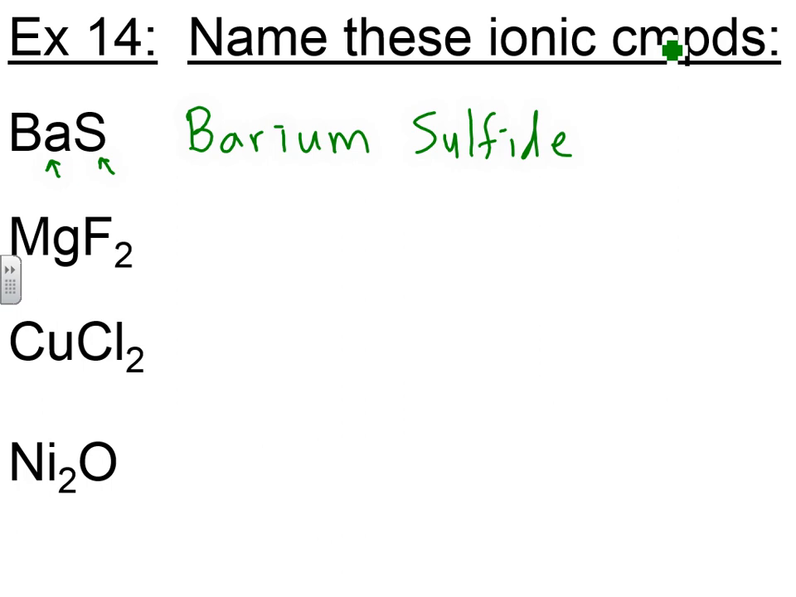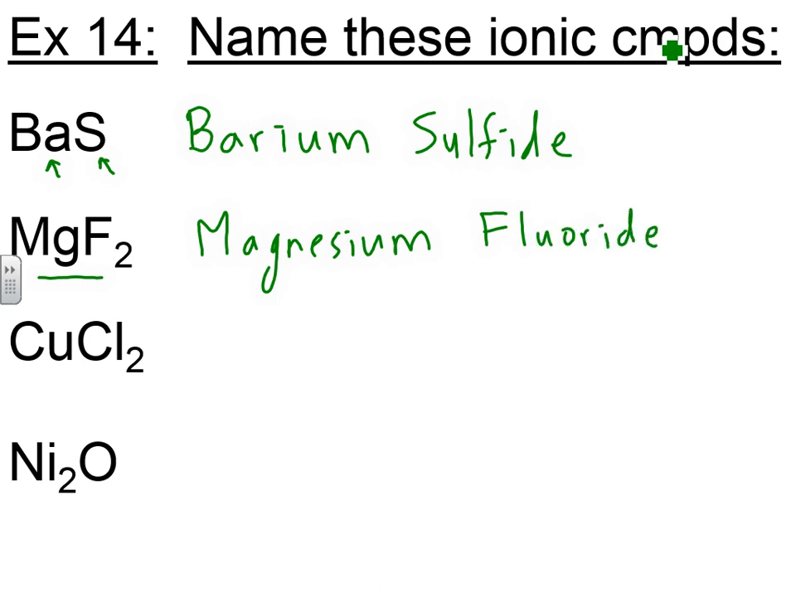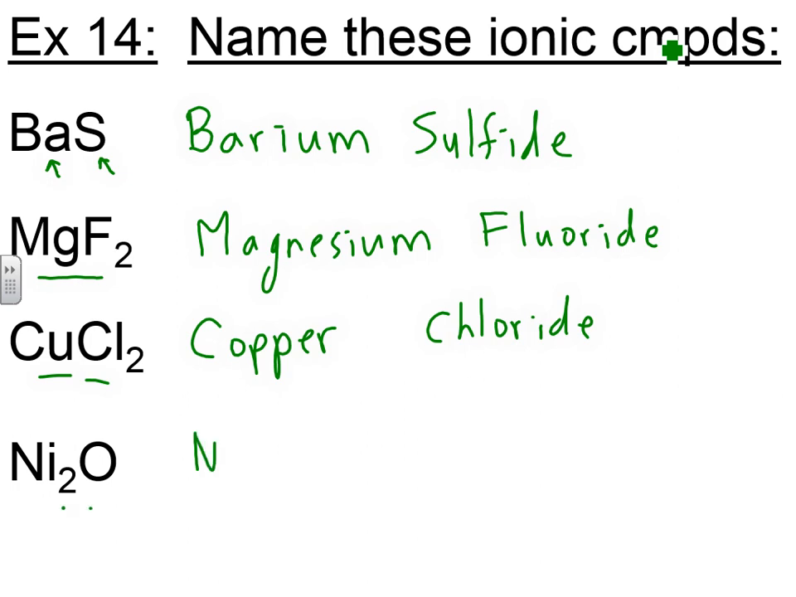Let's do the same thing with MgF2. So Mg is magnesium. And then fluorine becomes, you guessed it, fluoride. And there it is. Copper, or Cu, Cl2, is copper chloride. So let's put copper. And then for chlorine, we'll put chloride. And then nickel, Ni2O. Nickel is the same as before. Nickel, and oxygen gets oxide.